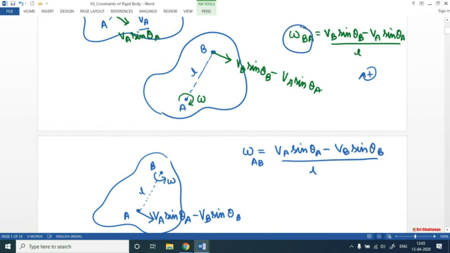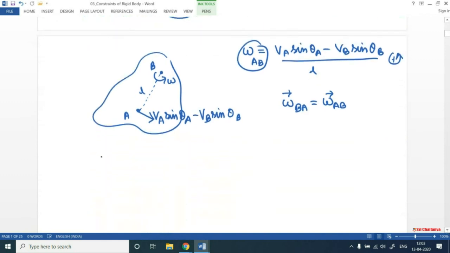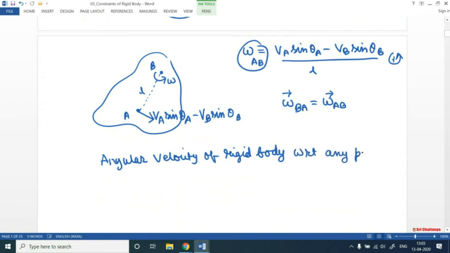So this angular velocity we have written in the opposite direction. Basically they have opposite signs. So basically what we can say is omega BA is nothing but equal to omega AB. From this we can draw the conclusion that the angular velocity of a rigid body with respect to any point on a rigid body will be the same. That means with respect to any point on the rigid body, if you are finding out the angular velocity of the rigid body, it is going to remain the same.